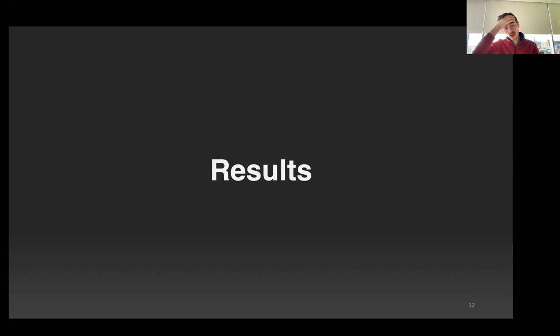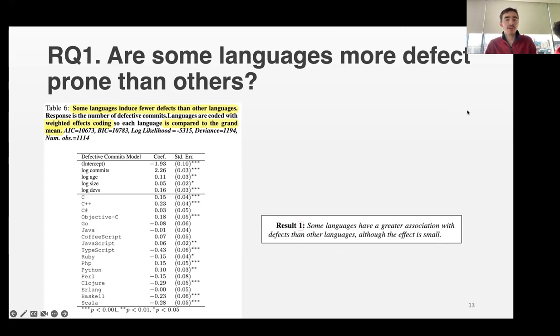And so let's see some of the results and see what actually are some of these properties of the programming languages. For the first research question, are some languages more defect prone than others? After an analysis of the defects in the commits that they analyzed, they saw that there are some languages that may have a greater association with defects than others. For example, in here, we could say that since C++ has a higher coefficient, it means that it's more prone to have defects than, for example, Perl or Clojure.